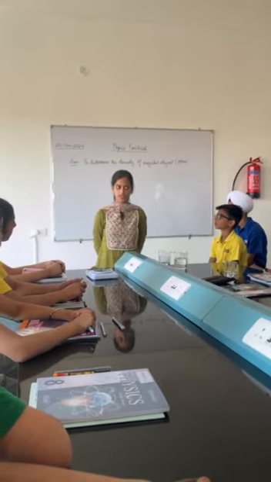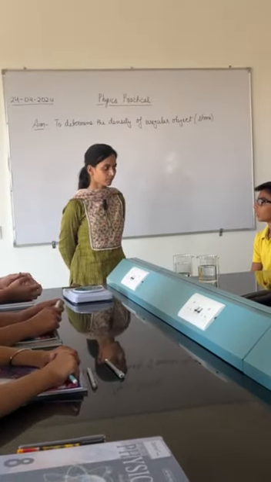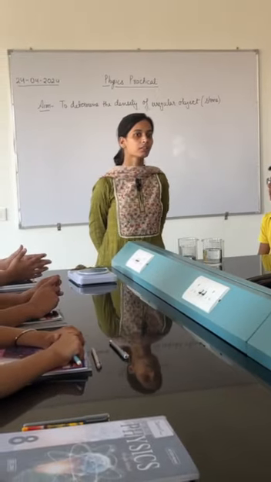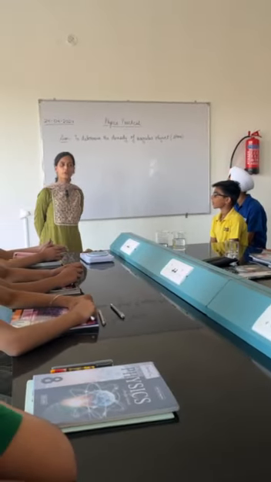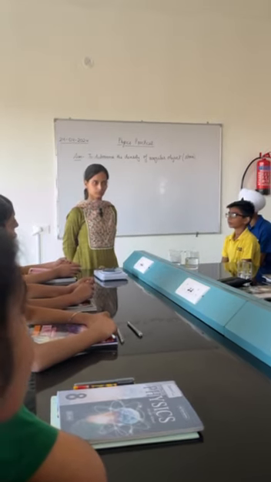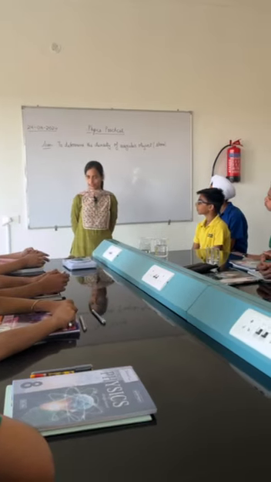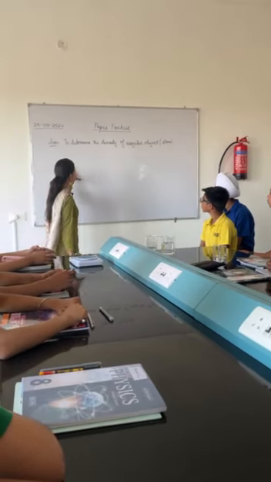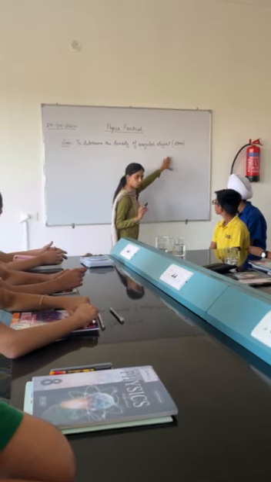These are three-dimensional objects and we have formulas to find their volumes. Now, how will you find the volume of a cylinder? Volume of cylinder is pi r square h. And what is the volume of a cone? 1 by 3 pi r square h. Clear? Now, we have to determine the density of an irregular object, and we have a stone.